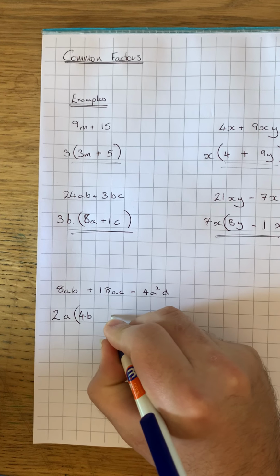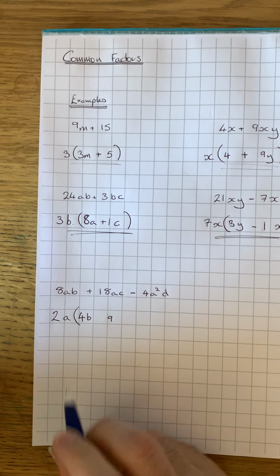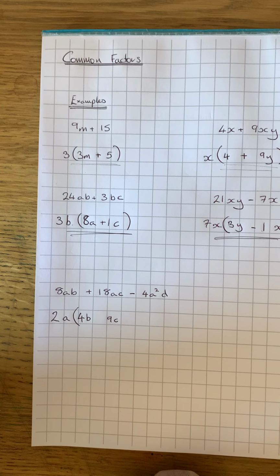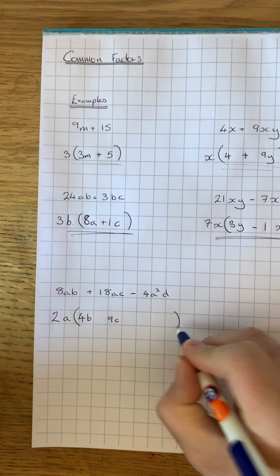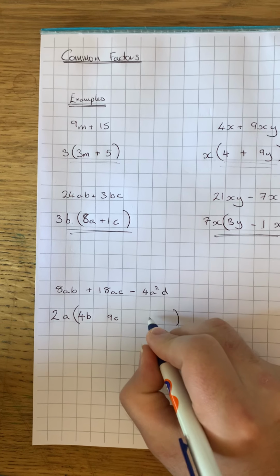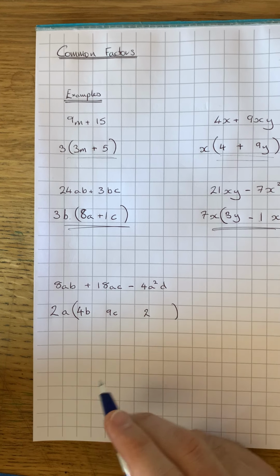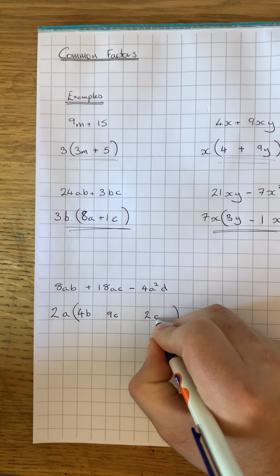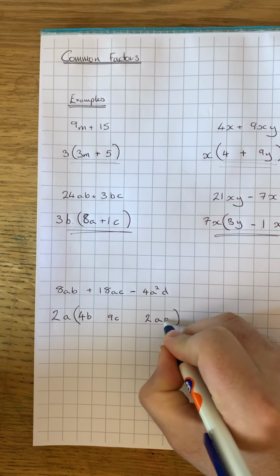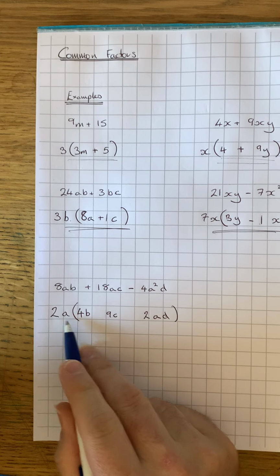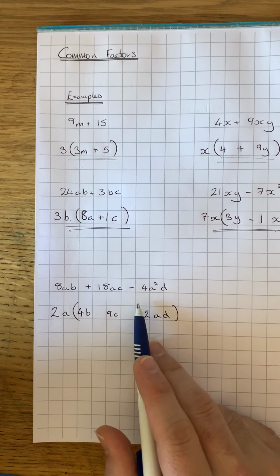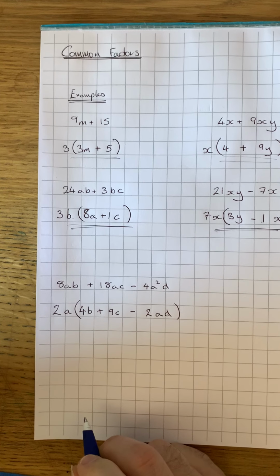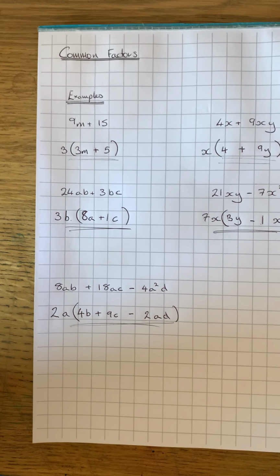2 into 18 gives us 9. AC divided by A will just be C. And finally our last one, 4 divided by 2, just leaves us with 2. A squared D divided by A, we're going to be left with an A and a D. So 2A times 2AD will indeed give us 4A squared D. And we just bring down our values as before.